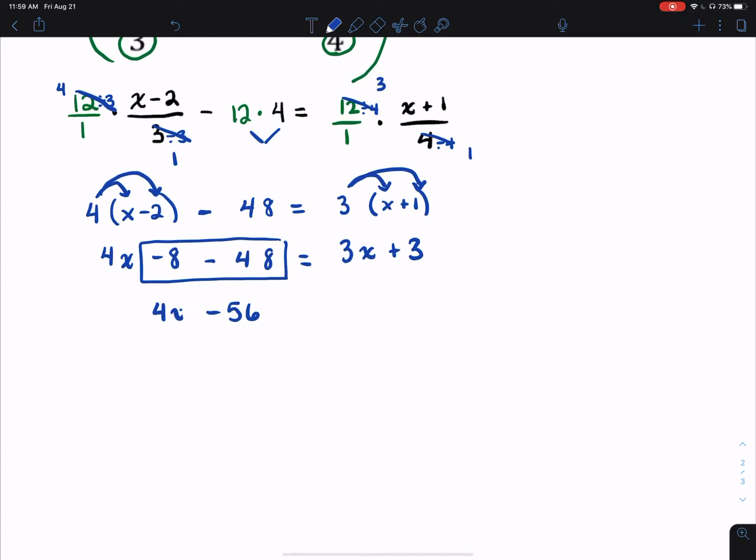I'll bring down that 4x. And on my right-hand side, there's no like terms. The 3x has an x attached, but that plain old 3, that's a constant, does not. So I'll just bring down the 3x + 3.